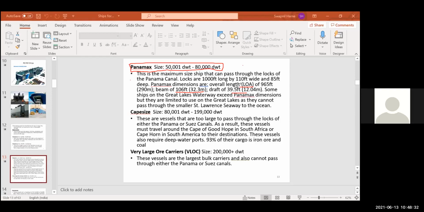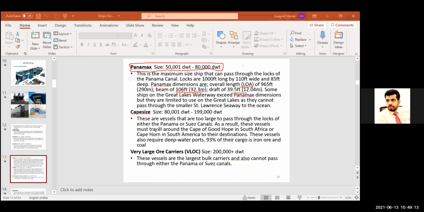Okay. So this particular ship crosses through the Panama Canal. There is a Panama Canal which connects your Pacific Ocean to your Atlantic. So that saves a lot of distance, and obviously when the distance is saved, fuel is saved, time is saved. So a vessel which can pass the Panama Canal is called a Panamax vessel. Obviously a vessel which has a 1 lakh ton deadweight cannot pass through this Panama Canal due to the size of it.